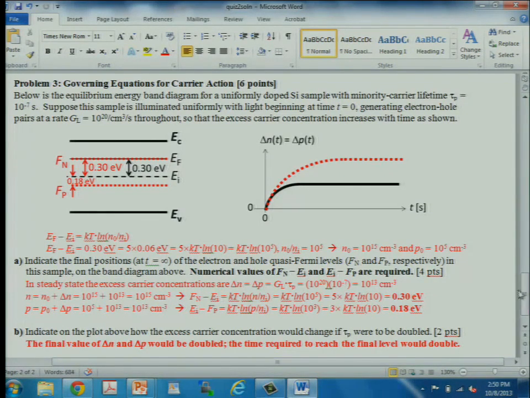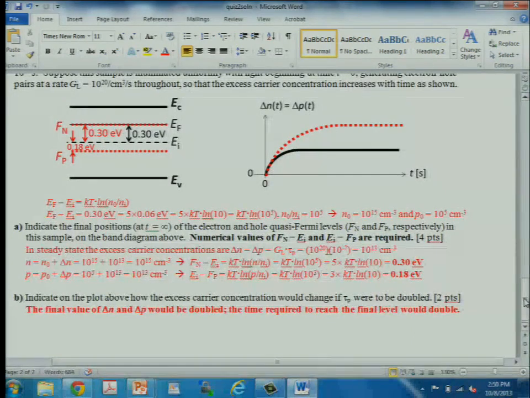All right, so in the end, what happens if the minority carrier lifetime is doubled? So it takes twice as long to recombine. So you can actually end up with twice as many excess carriers at the end, and it'll take roughly twice as long to reach that final value. So just qualitatively, if you show something higher that takes longer to get there, it's fine. That's all, you'll get full credit.